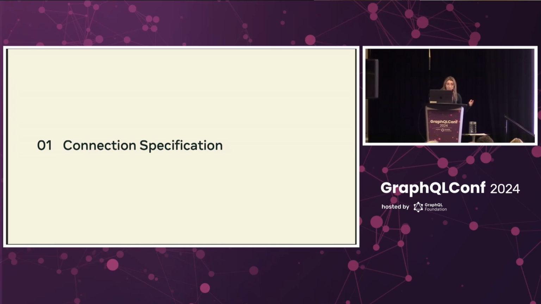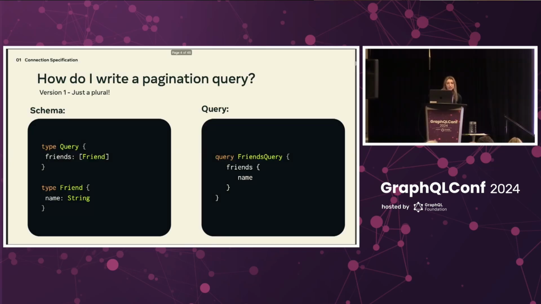So, pagination, what even is it? It's when you have some long list of data that you want to divide into pages that you can separately query. Say you have a long view that is scrollable. You want to be able to paginate and individually query for those pages. Excellent. So how do we start representing that in GraphQL?